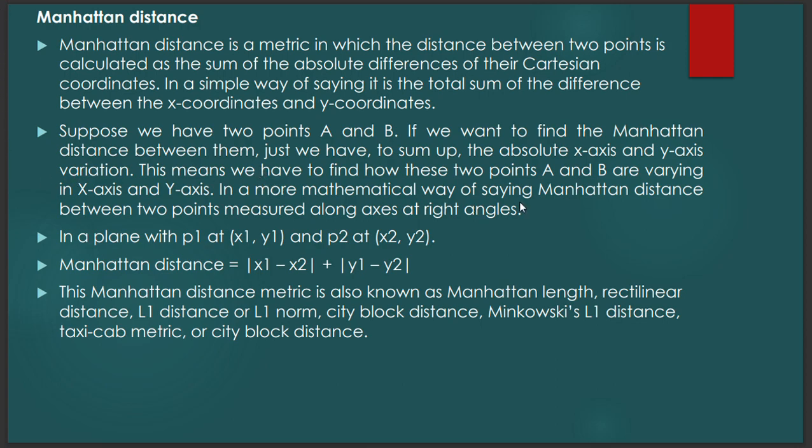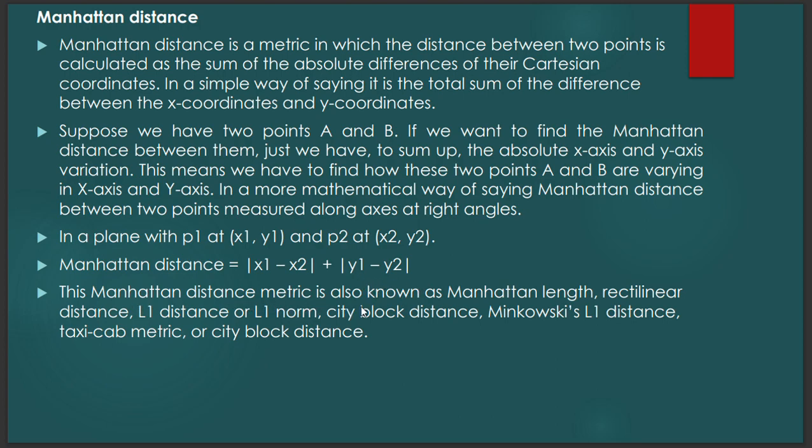If we want to find the Manhattan distance between them, we just have to sum up the absolute x-axis and y-axis variations. This means we have to find how these 2 points A and B vary in the x-axis and y-axis. In a more mathematical way, the Manhattan distance between points measured along axes at right angles in a plane, with point p1 (x1, y1) and point p2 (x2, y2), is |x1 minus x2| plus |y1 minus y2|.